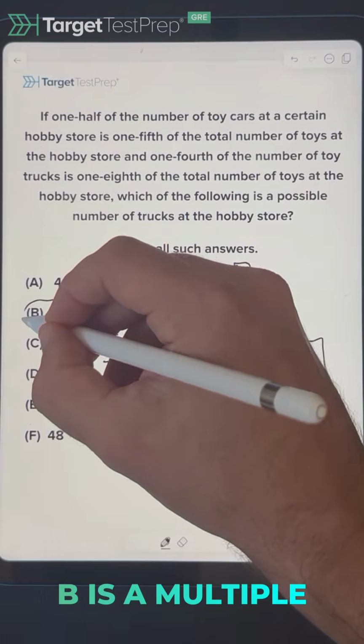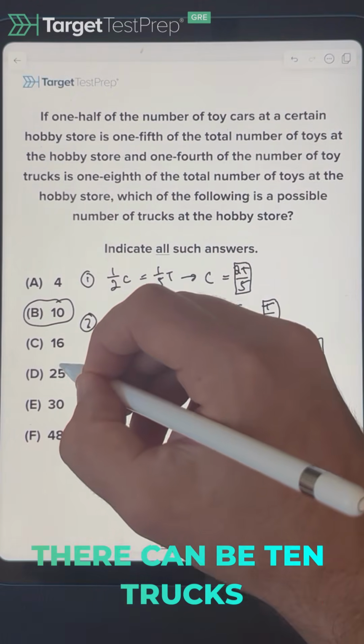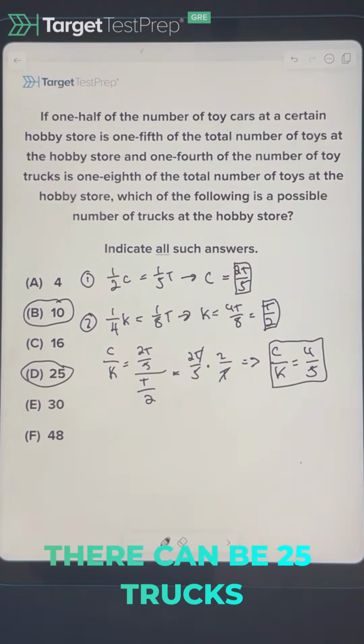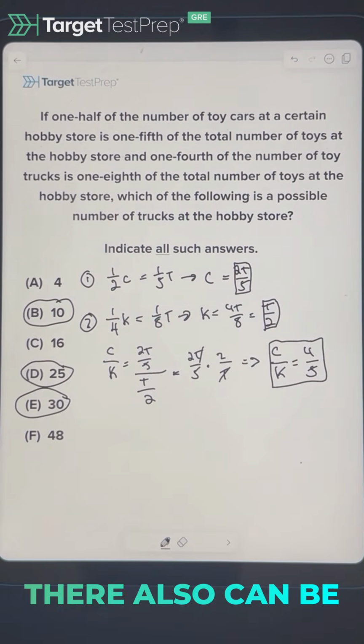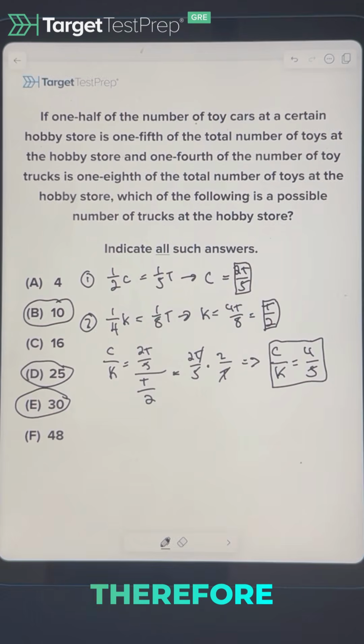Well, B is a multiple of 5. There can be 10 trucks. D is a multiple of 5. There can be 25 trucks. And finally, E is a multiple of 5. There also can be 30 trucks. Therefore, the correct answer here is B, D, and E.